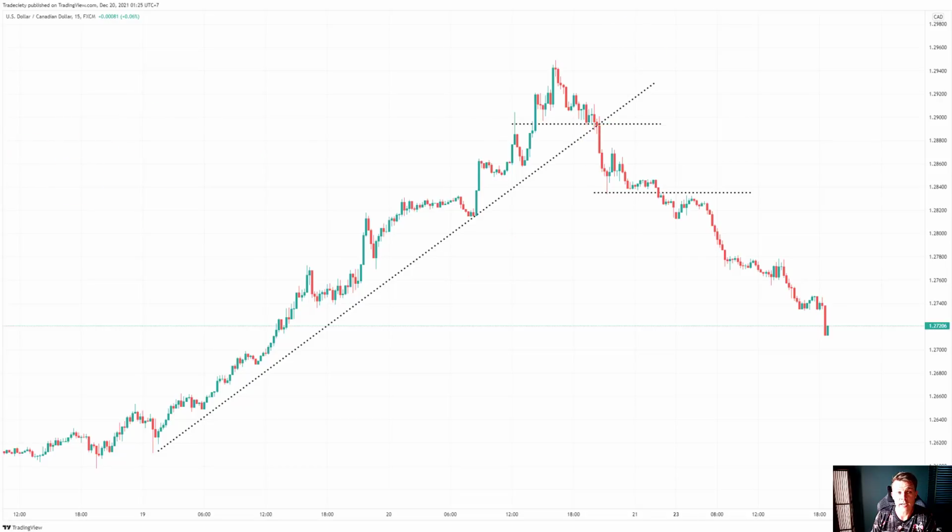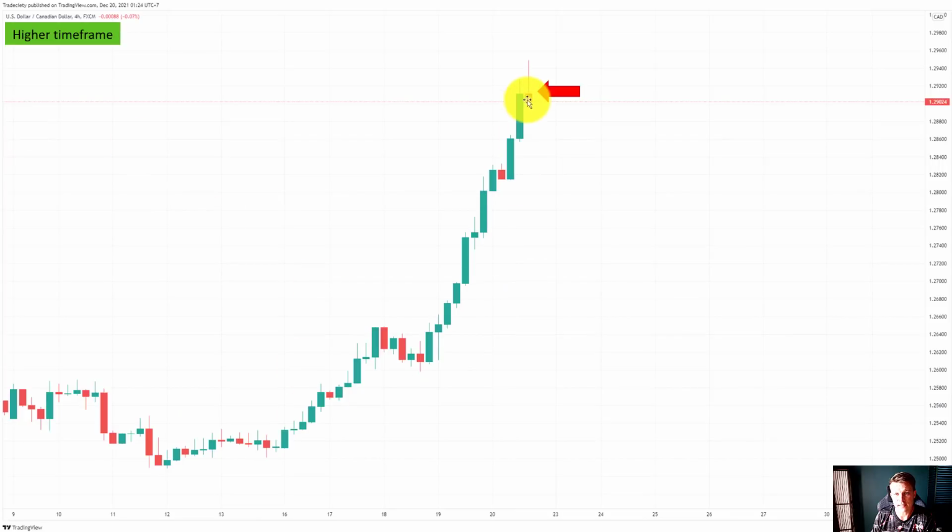So this is how exhaustion pin bars look. The context here is the big picture trend. At one point, such a trend becomes unsustainable. Not always, but sometimes you will then see the reversal.